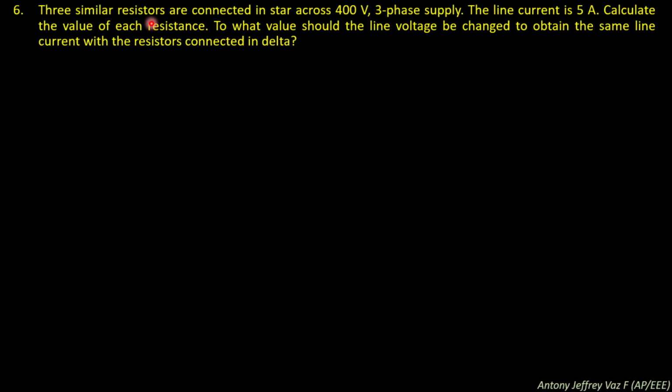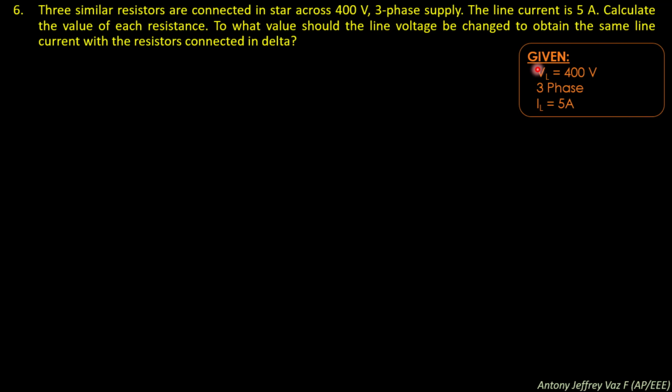Three similar resistors are connected in star across a 400 volt three-phase supply. The line current is 5 amperes. Calculate the value of each resistance. To what value should the line voltage be changed to obtain the same line current with the resistors connected in delta? So you are going to find the change in current from star to delta connection.